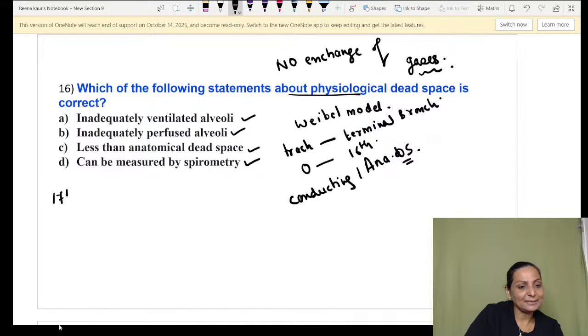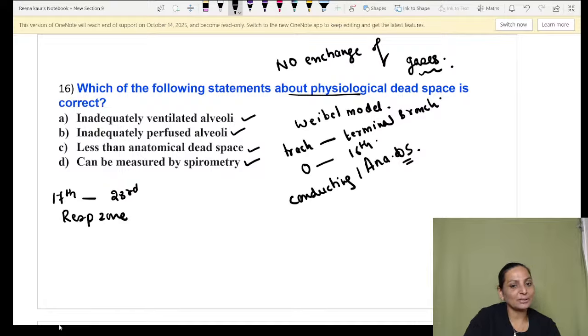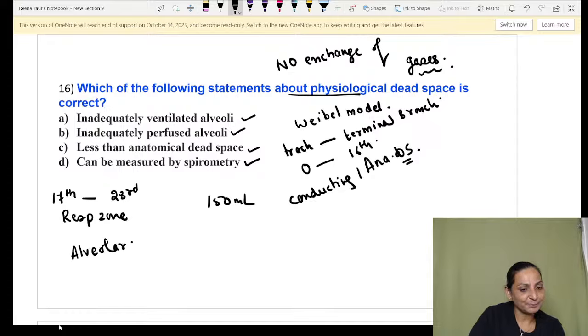Now the other, from 17th to 23rd generation, this is supposed to be your respiratory zone where exchange of gases will take place. ठीक है? So this is anatomical dead space from 0 to 16th generation, or the conducting zone, which is 150 ml. The other dead space is alveolar dead space. अभी anatomical dead space is absolutely normal, which is present in each and every individual. सब में ये present होता है, that is anatomical dead space 150 ml.